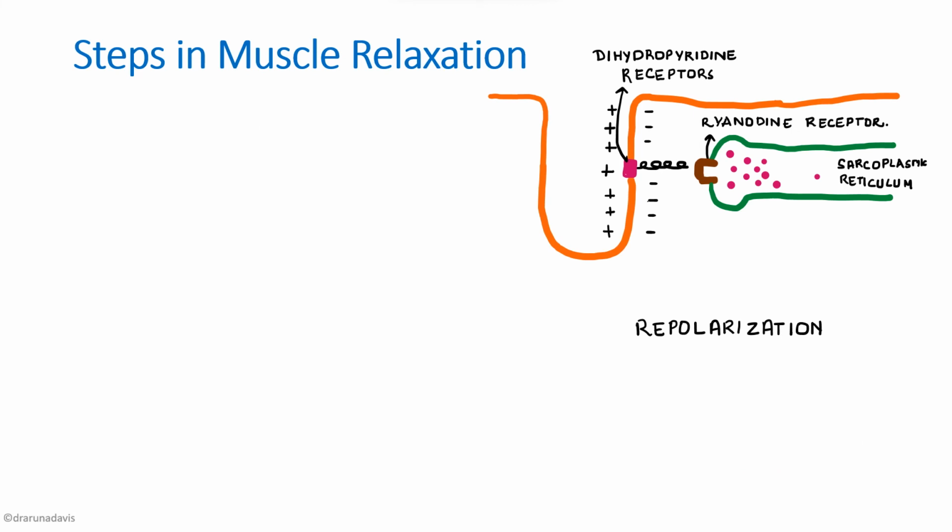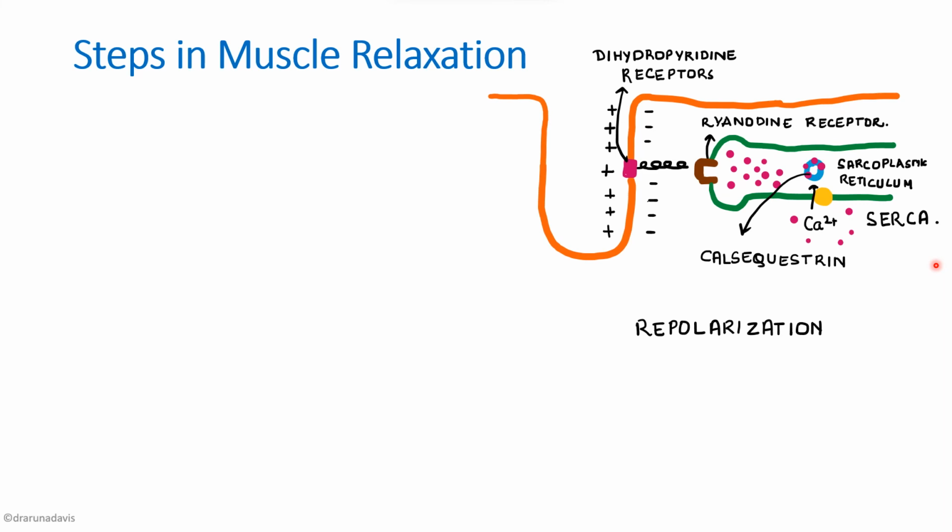Now we should also know the steps in muscle relaxation. So when a question like steps in muscle contraction is asked, you should also finish it off by writing the steps in muscle relaxation. Muscle relaxation occurs when all the calcium is pumped back to the sarcoplasmic reticulum. Initially we had said that the contraction is initiated by release of calcium, right? Once there is repolarization of the membrane, all the calcium will be pumped back into the sarcoplasmic reticulum by a special pump called SERCA.